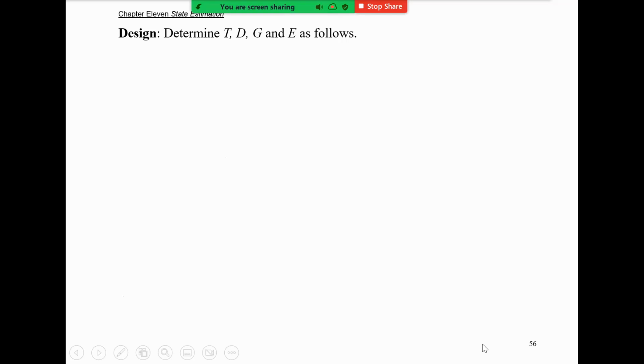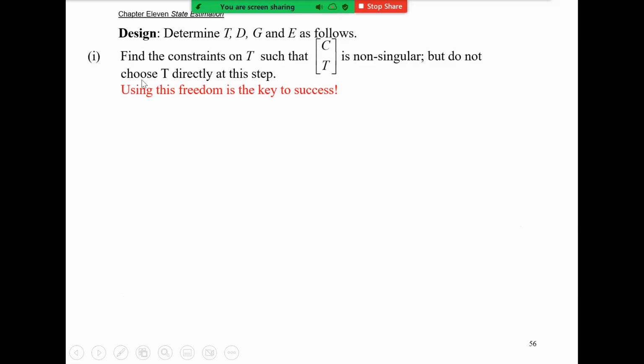So here I first give you a summary of the design procedure. You find some conditions on the transformation T. Remember, this whole square matrix has to be non-singular. If it's singular, then it cannot be a transformation matrix. But we do not choose T directly at this step. Using the freedom to design the transformation matrix will actually be the key to success.